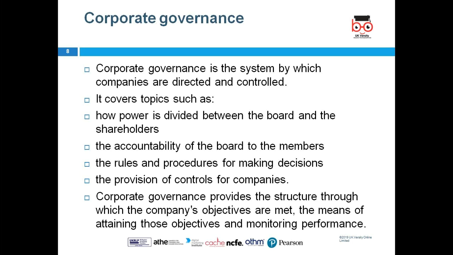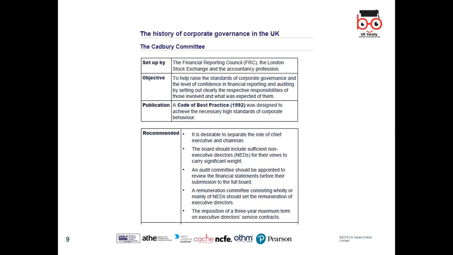Corporate governance provides the structure through which the company's objectives are met. This means attaining the objectives and monitoring performance. So there are different structures being recommended in different reports. Different people gave this. This can be used in financial accounting as well, but in financial accounting it is compulsory, but in management accounting we can choose as well, but it is not compulsory.